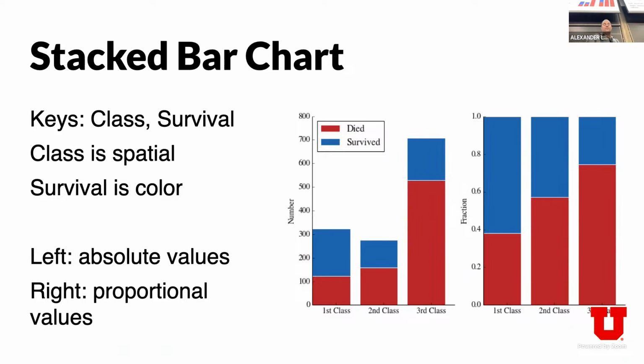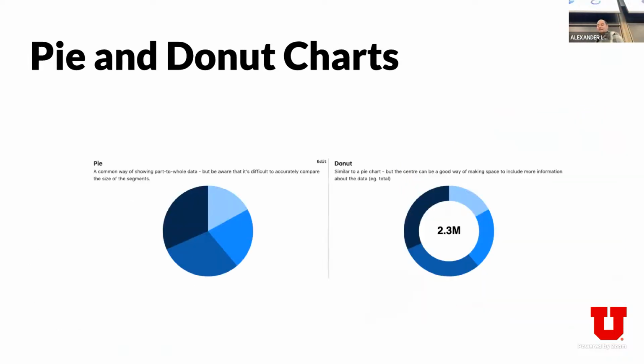And so if what we really wanted to look at were the proportions, the fractions, we could use a proportional area chart, right? And here we see very clearly that only 38% of the people in first class died, whereas more than 70% of the people in third class died. So these charts have a very different message, and again, it depends on your question which one you would prefer.